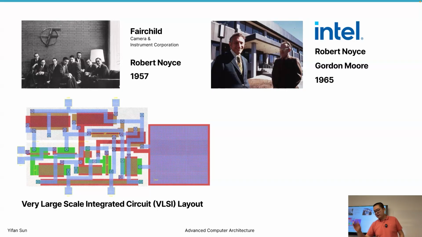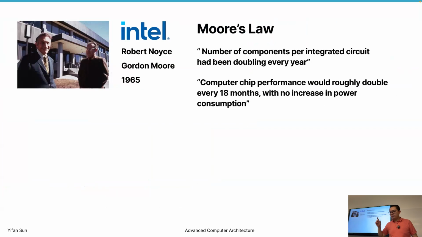Okay, so let me repeat. Moore's law at the beginning is in this form: the number of components per integrated circuit doubles every year. That's the original form. Later on, this was slightly changed: computer performance will roughly double every 18 months, but this performance today we measure by the number of transistors. So the number of transistors on a computer chip doubles every 18 months with no increase in power consumption. We'll talk about this part later. This is more on the Dennard scaling part. But this 18 months is also a modified version that later fit the curve.